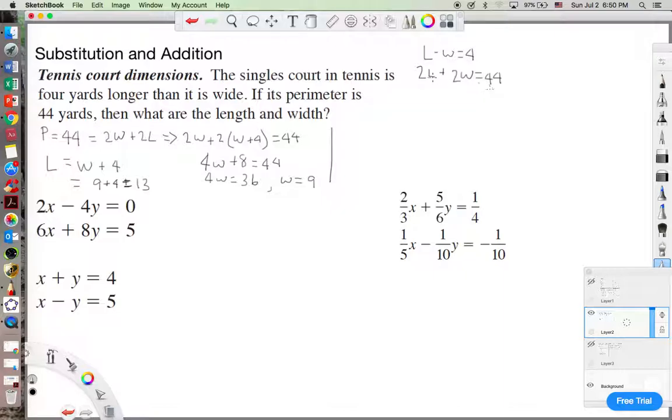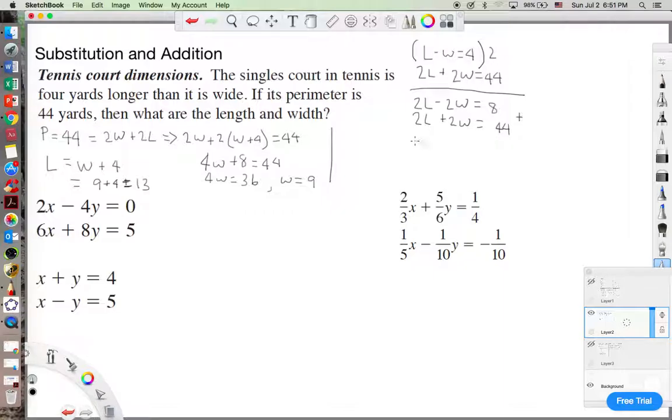Now, in order to do the addition or subtraction method, we're going to have the same coefficient for at least one of these terms. Right? We've got a negative and a positive, and so that makes it easy to do addition here, because negative 1 plus 1 equals 0. We want to eliminate either the W or the L. Let's try to eliminate the W. So we're going to multiply this one by 2, and we're going to get then 2L minus 2W equals 8. And then we still have that other one there, 2L plus 2W equals 44.